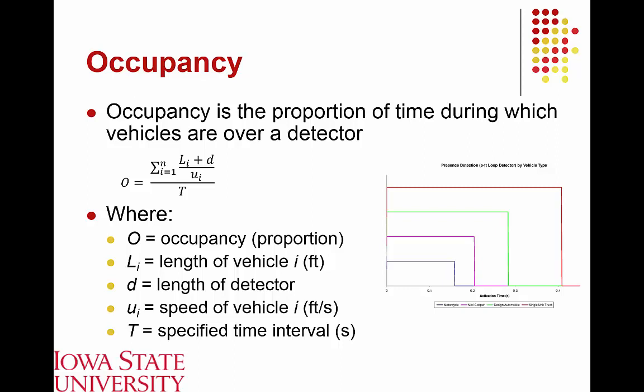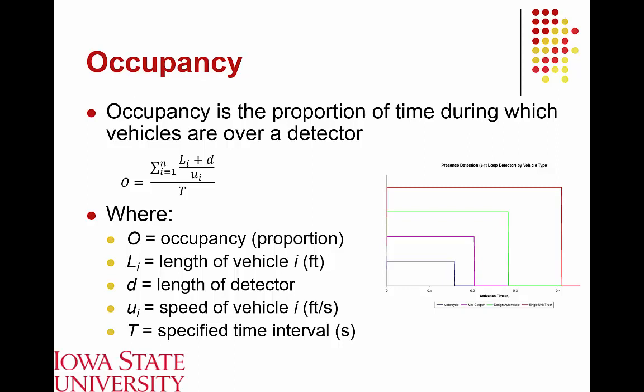In order to calculate occupancy, we take the entire observation time period and then calculate how long that detector is occupied by a vehicle over that period. To calculate that for an individual vehicle, we simply take the length of the detector plus the vehicle length, and we see the i subscript here because each vehicle has its own unique length. And if we record the speed of that vehicle, which can be calculated using presence or pulse detection as we had seen previously, this will give us a quantity that's a fraction of a second.